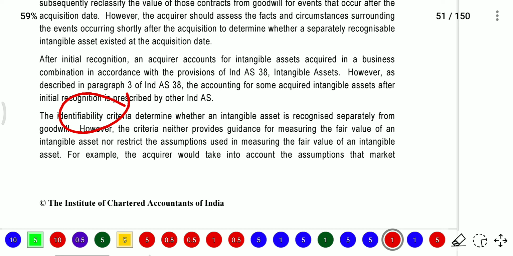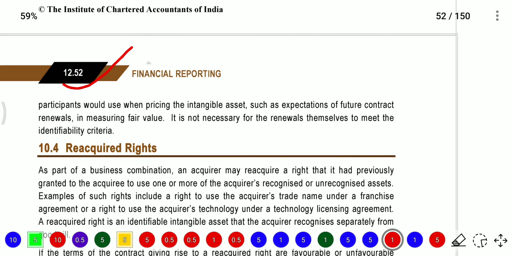For example, the acquirer would take into account assumptions that market participants would use in pricing intangible assets, such as expectation of future contract renewals in measuring the fair value. It is not necessary for the renewals themselves to meet the identifiable criteria. Even though they do not meet it, we will still provide for it.